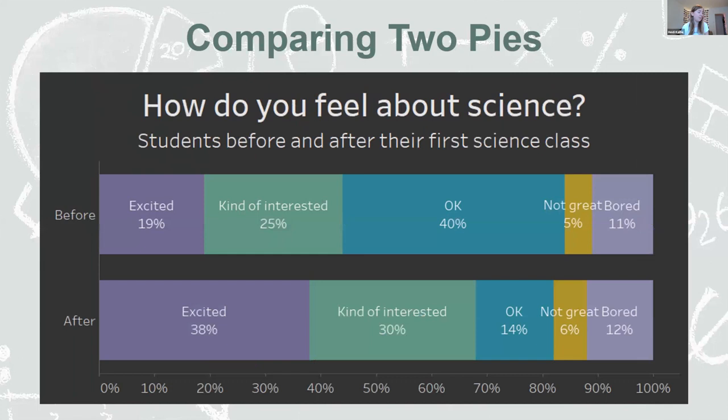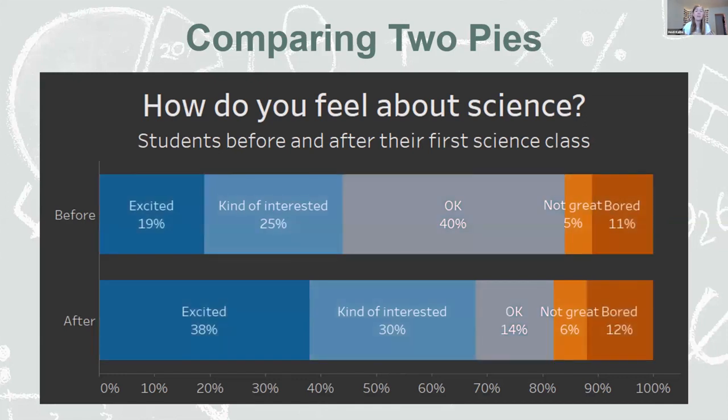We could use a stacked bar chart. Now it's easier to see the amount of very positive and very negative replies. So we can see excited and bored, but it's not easy to compare the slices in the middle. So when we color it more intuitively, it's easy to compare the amount of rather positive and rather negative replies. So summing up excited and kind of interested, or not great and bored, but still not super easy.